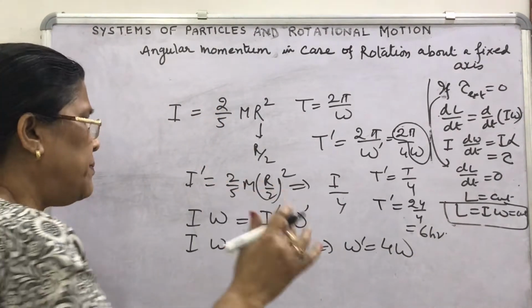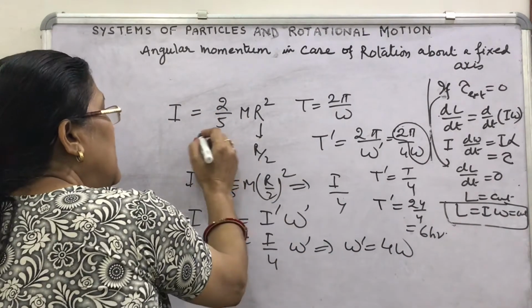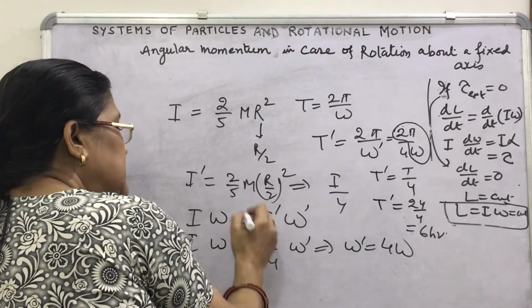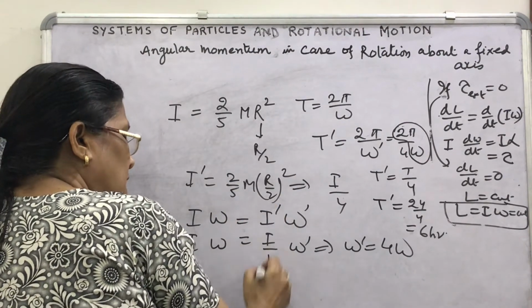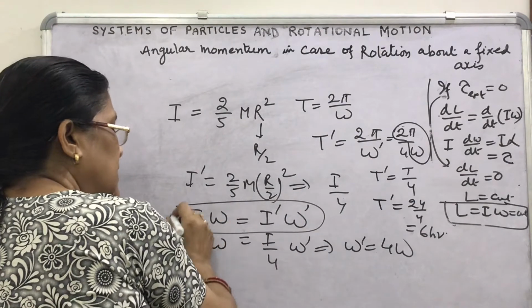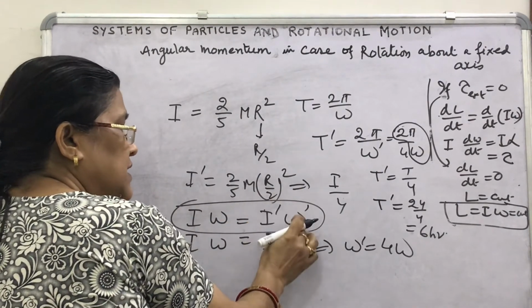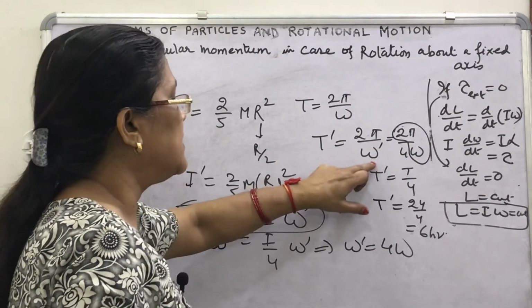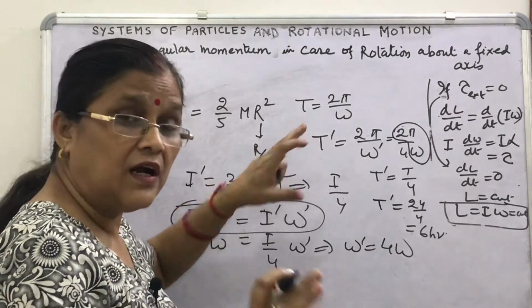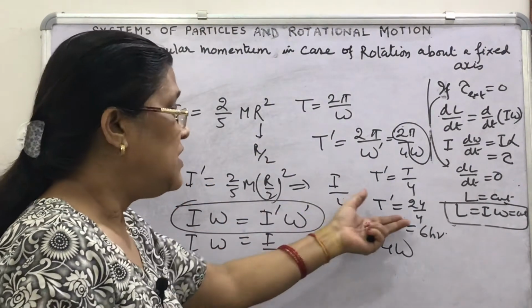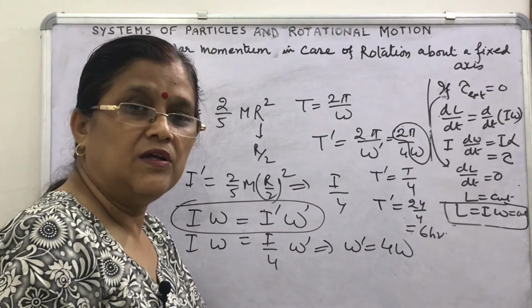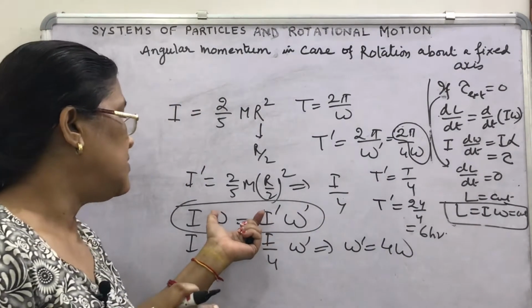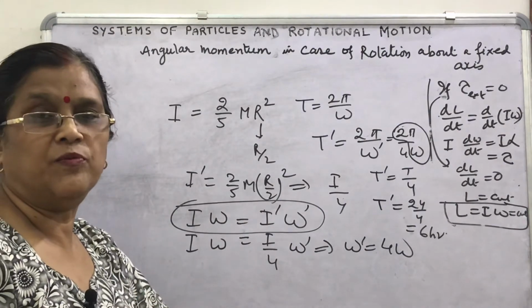Otherwise it is very simple: if r decreases then I dash will decrease, and from this relation, if I dash decreases then omega dash will increase, and if omega dash increases then T decreases. Learn these increase-decrease relations, then you will find the answer. So the fact is that this is due to conservation of angular momentum.